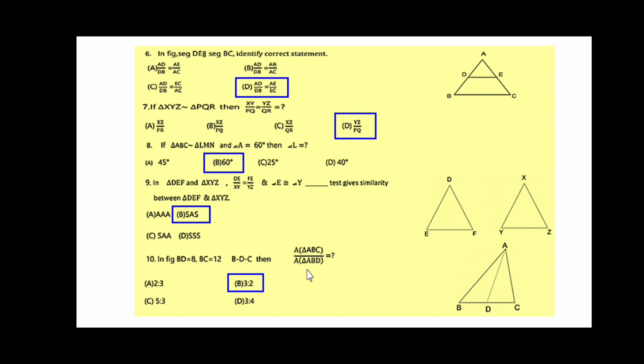In ABC, BC is the base, and in ABD, this BD is the base and height is common. Therefore, if the height is the same, then the ratio of the areas of the two triangles corresponds to their corresponding bases. So the ratio of bases is 12 upon 8, that leads to 3/2.